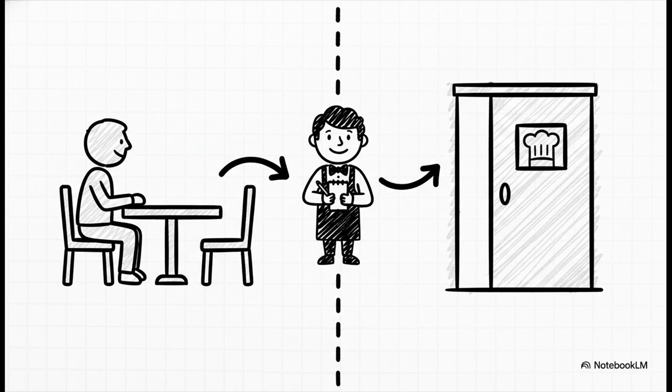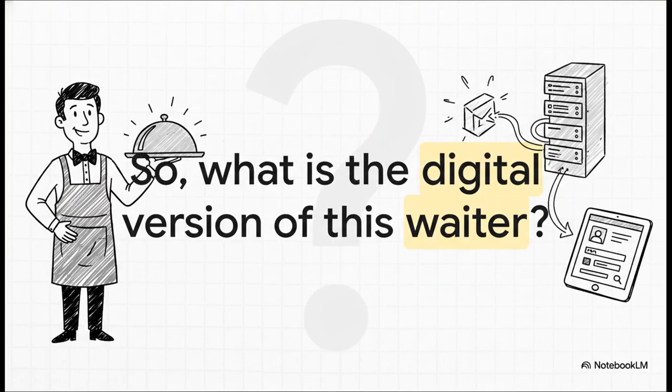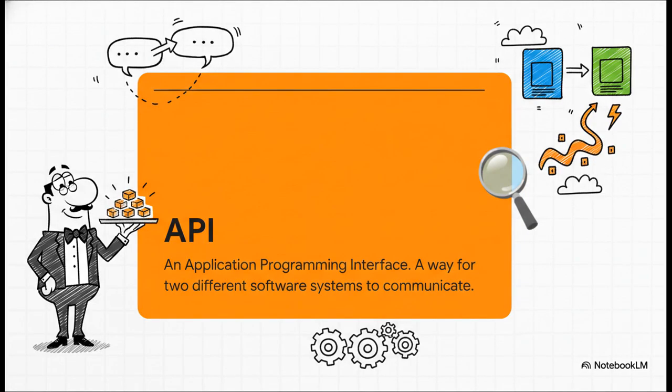You, the customer, never go into the kitchen. You don't have to know the recipes, you don't care where the pans are. You have an intermediary, the waiter, who handles all of that complex stuff for you. And that brings us to the big reveal. If the whole restaurant thing is our analogy, then what's the digital version of that super helpful waiter? The one who takes your request and brings back exactly what you asked for? Well, that is an API, an application programming interface.